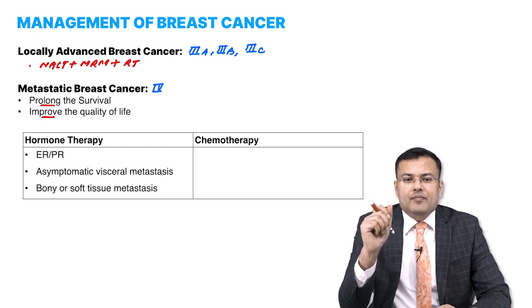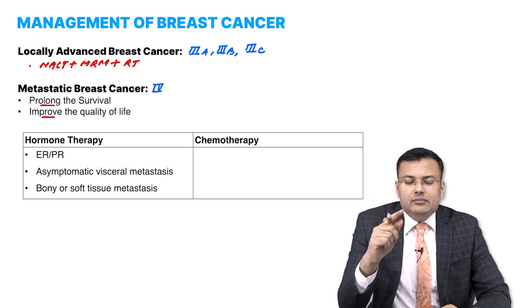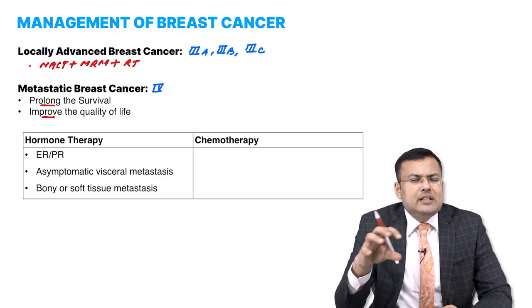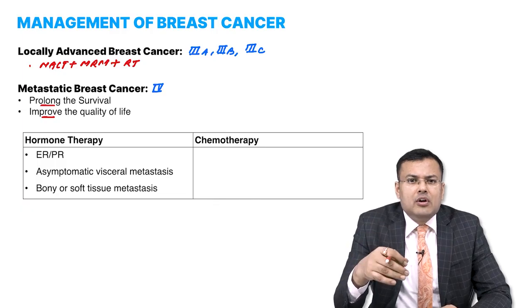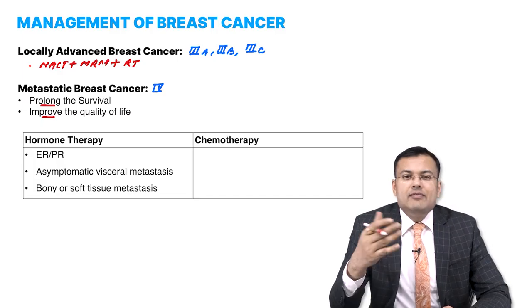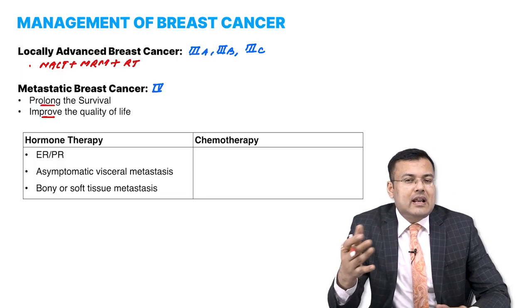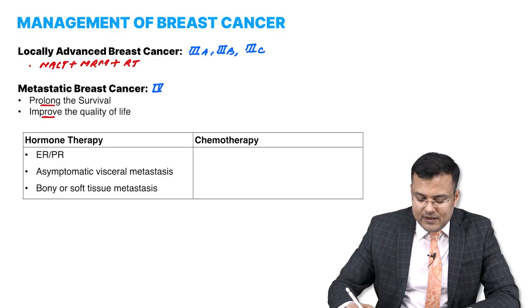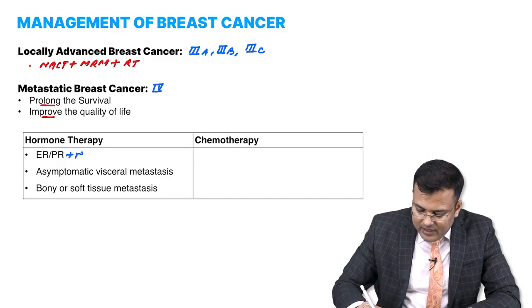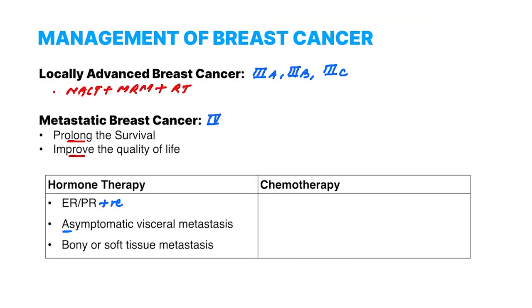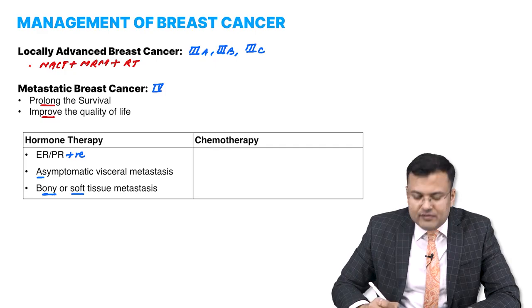We have 2 options. We can give hormone therapy, or chemotherapy. What is the problem with chemotherapy? You know, chemotherapy is toxic. Side effects are more. So hormone therapy is preferred, but there are indications for chemotherapy. In which cases are we giving hormone therapy? If ER/PR is positive, the patient has asymptomatic visceral metastasis, or there is bony or soft tissue metastasis.